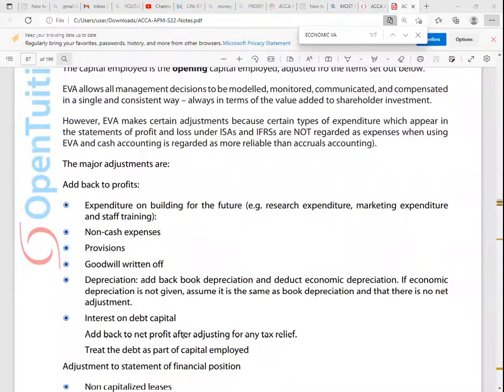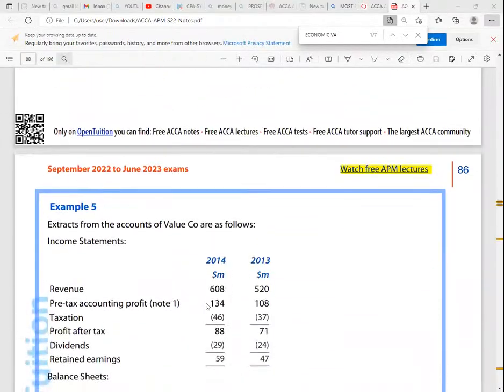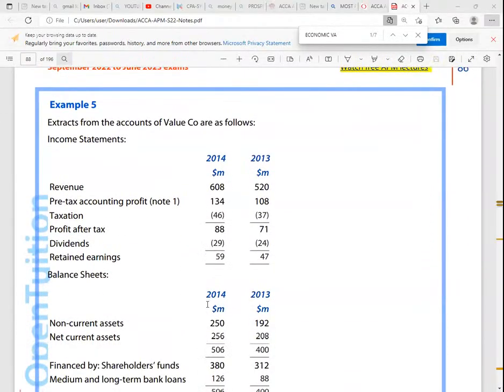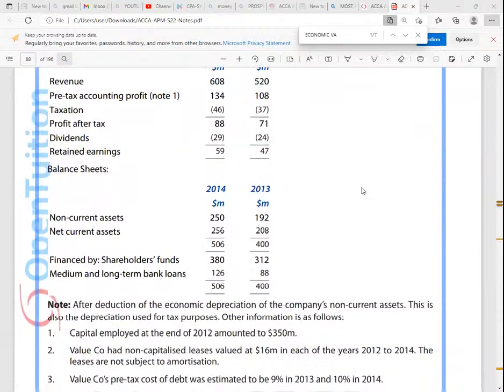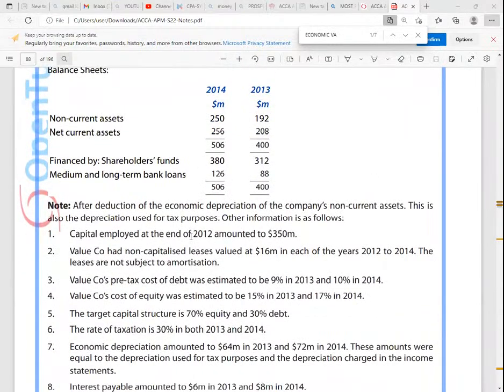Let's go to a question, Eric. Right? So we come here. Extracts from the accounts of Value Company are as follows. We have income statements. They have given us revenue. We have the pre-tax accounting profit, and then we have the notes being given here. Note 1, capital employed at the end of 2012 amounted to 350. We have Value Company with non-capitalized leases valued at 16 million in each of the years, 2013 and 2014. The leases are not subject to amortization.